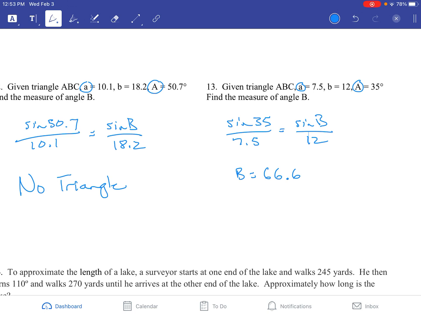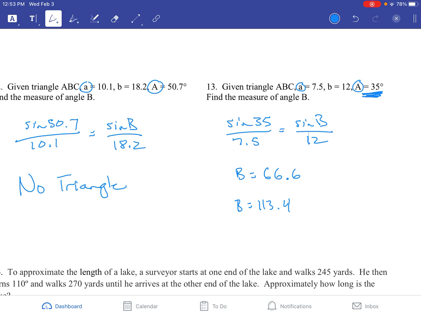All right, now because we solve for an angle, it is very important we check to see if another angle exists for this problem. So I'm going to take 180 minus 66.6, and I'm going to get 113. Now I have to check to see if that works by adding that with the angle that we were given in the problem, the 35, to see if that is less than 180. And it is, so that means both of them work.